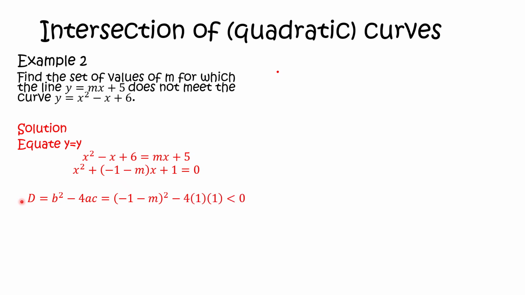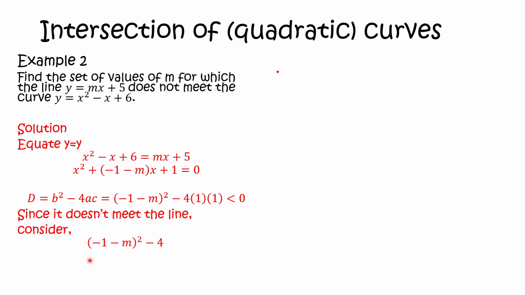So the discriminant over here, selecting the a, the b, the c's, is going to be (1 minus m) squared minus 4 times 1 is less than 0, since there is no point of intersection here. So what we have then, solving for this inequality that was formulated, we are going to have (minus 1 minus m) squared minus 4 is equal to 0.